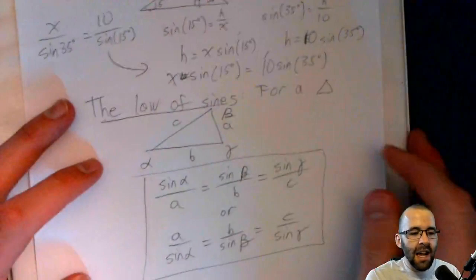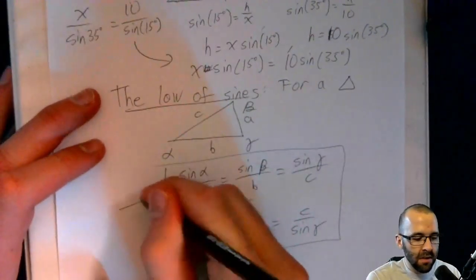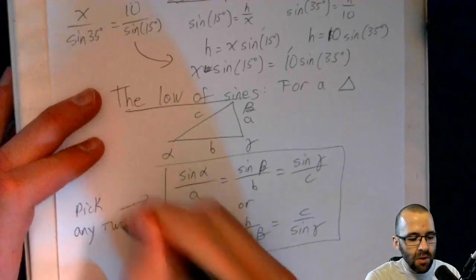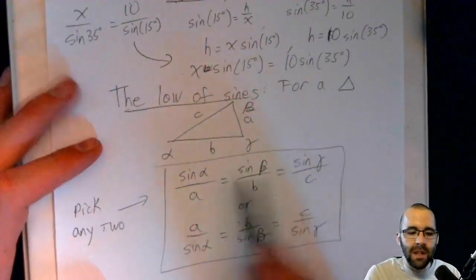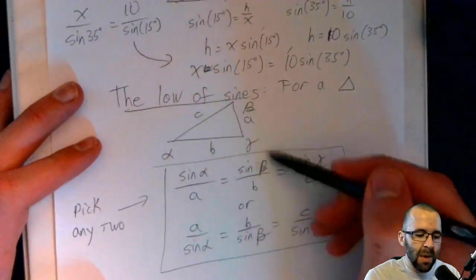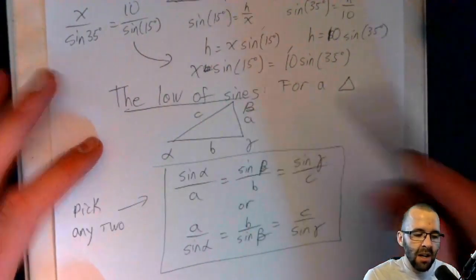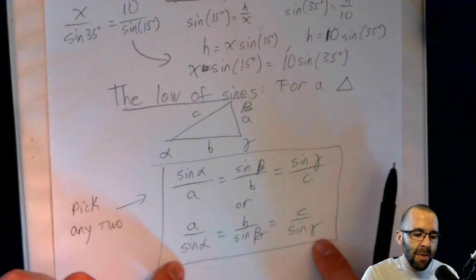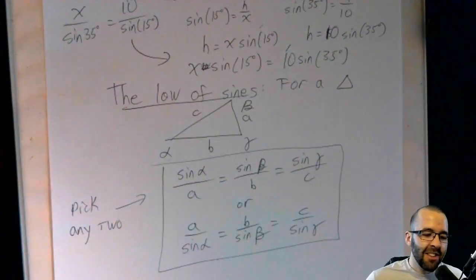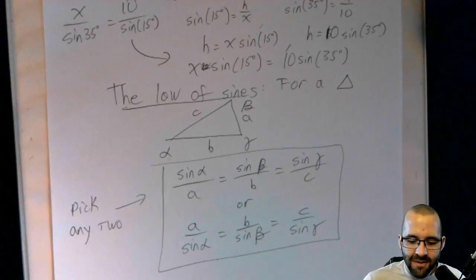So just use any two. Because this is like a triple equation or a double equation, we just look at this pair, maybe we look at this pair, or this pair, or this pair, or this pair. So many options. The law of sines is very versatile. Okay?